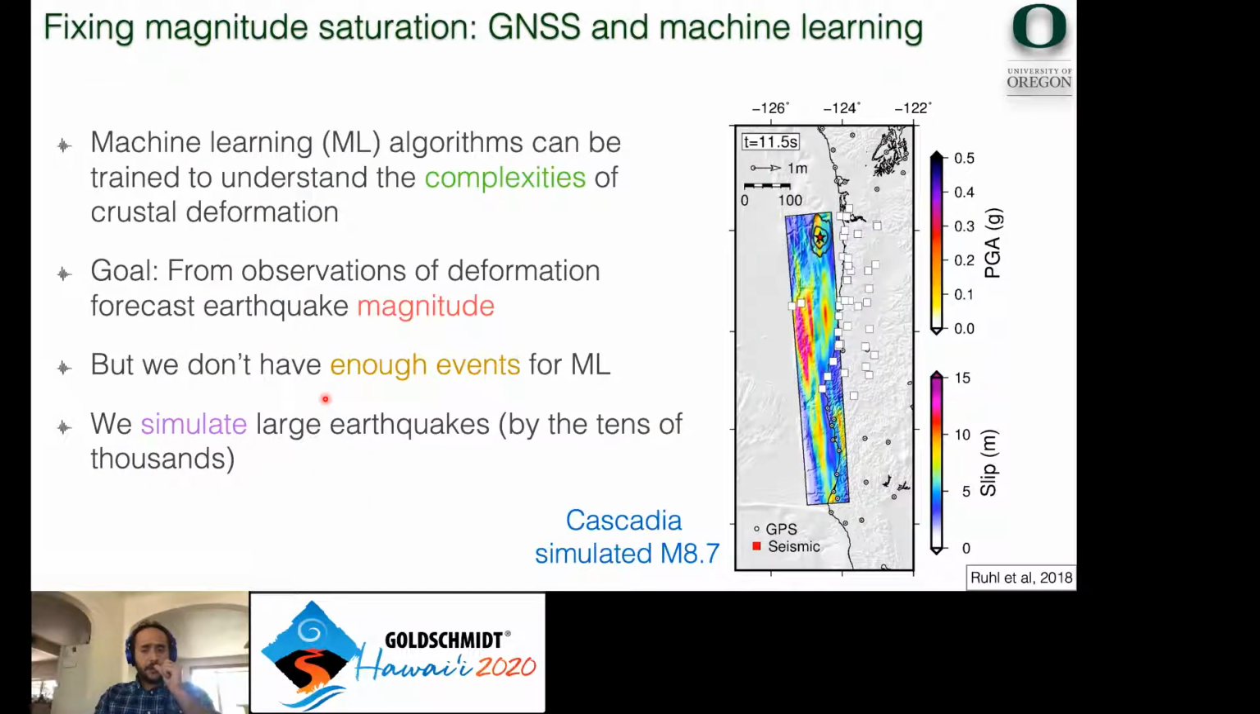Now, of course, there are a couple of challenges. One is that that pattern of deformation can be quite complex and quite rich, so you need an algorithm that is able to tease apart all those complexities. This is shown here for a simulated 8.7. I'll show the Cascadia subduction zone.